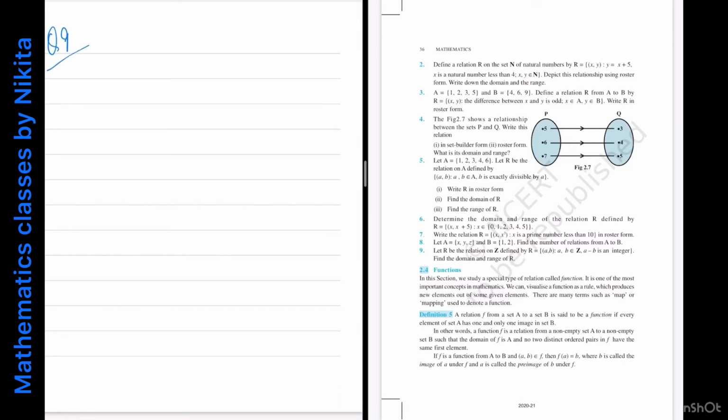Now the last question, question number 9. It says: let R be the relation on Z which is defined by all those (a, b) such that a and b are coming from Z and a minus b is an integer. You have to find the domain and the range of R. So first of all, what is R? R is equal to all those (a, b) such that a and b belong to Z and a minus b is an integer.